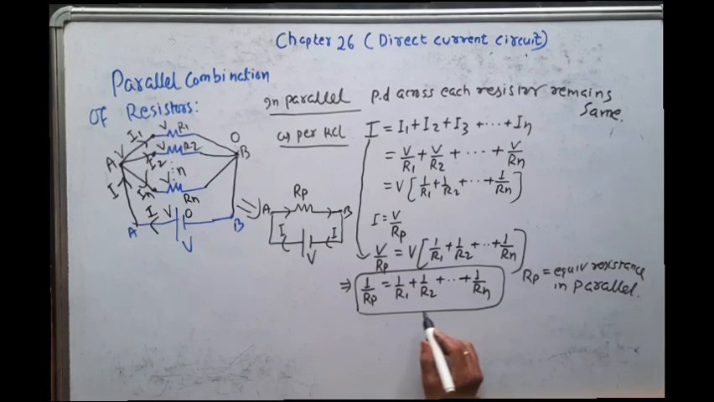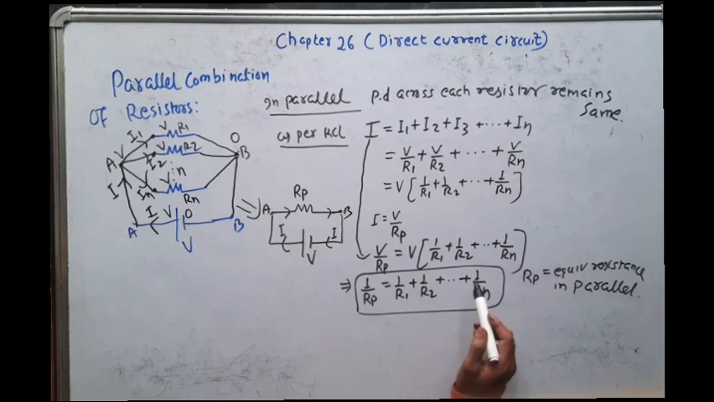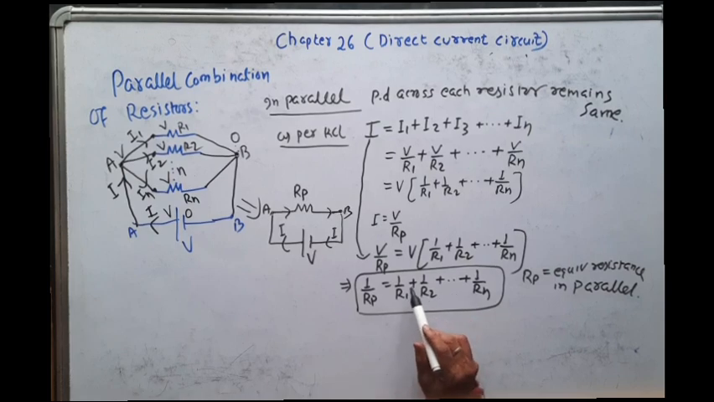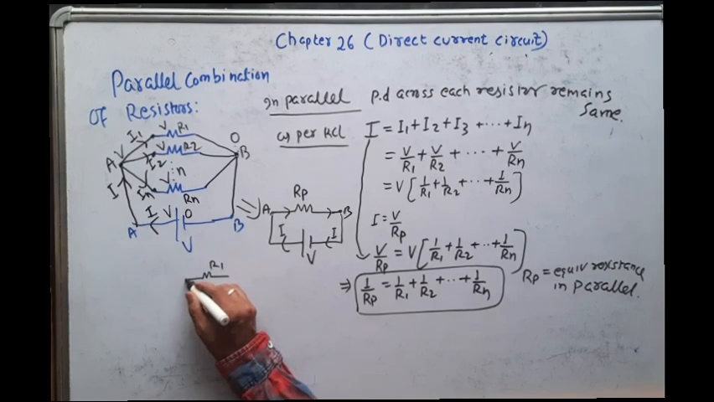So if you have remembered, in capacitors we have 1 by Cp is equal to 1 by C1 plus 1 by C2 plus 1 by Cn. So that is for which combination? For series combination. So the equivalent resistance in parallel is the same as the equivalent capacitance in which connection? Series connection. Okay.